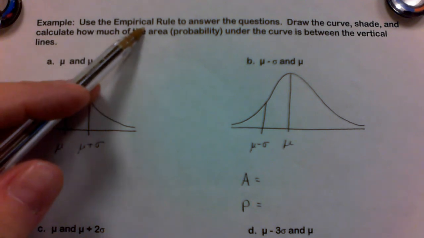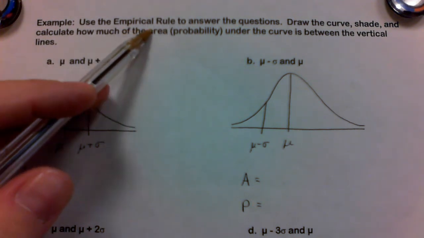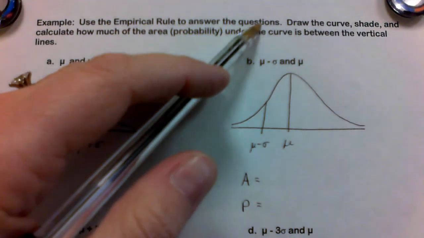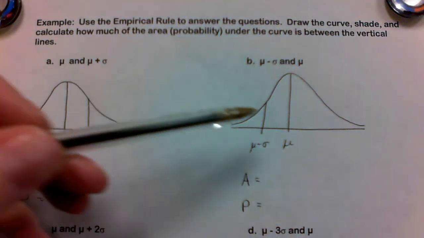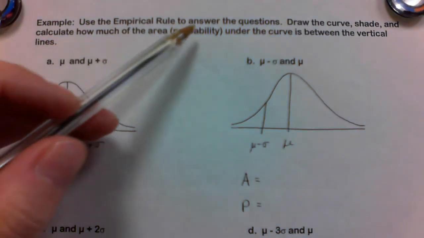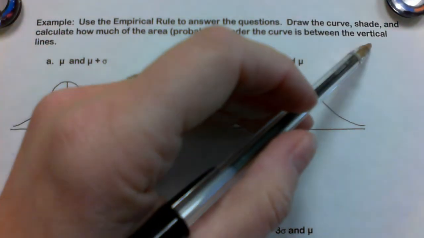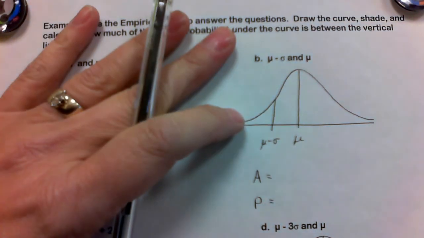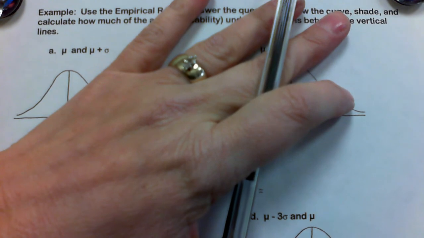So it says use the empirical rule. So this is talking about use those percentages we just looked at on the last page to answer the questions. Draw the curve. You'll notice I've already drawn the curve. Shade and calculate how much of the area or probability under the curve is between the vertical lines. All right, start with this first one.